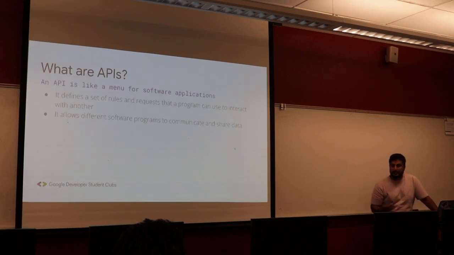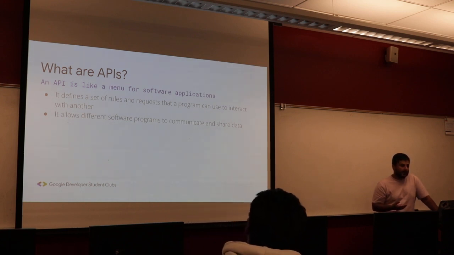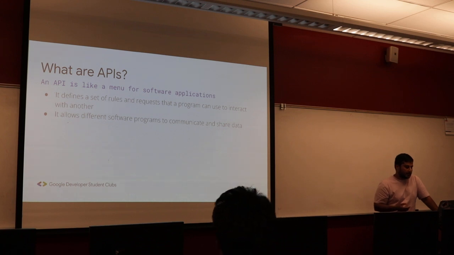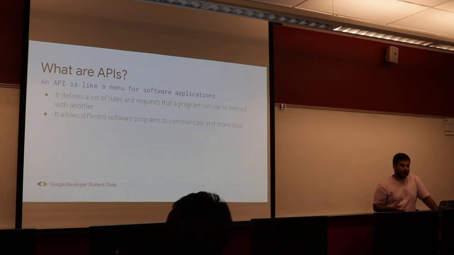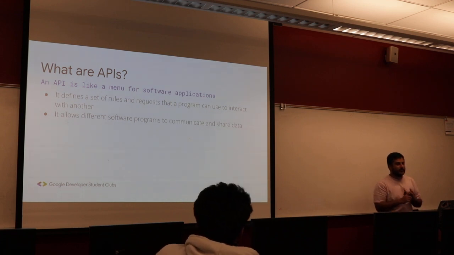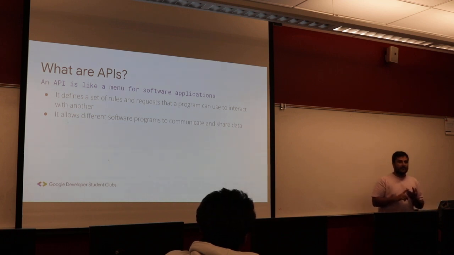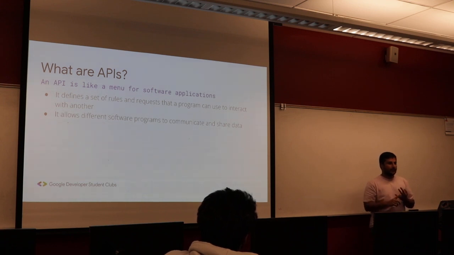So let's give a hard definition to APIs. APIs are basically the menus of software applications. They define a set of rules and requests that a program can use to interact with another program. It allows different software programs to communicate and share data. This is the basis of what you'll do in the real world, where you'll have to interface with web APIs, which we'll talk about later. Maybe you'll have to work with databases, and the interface that you use to go get data from a database or the web is the API.